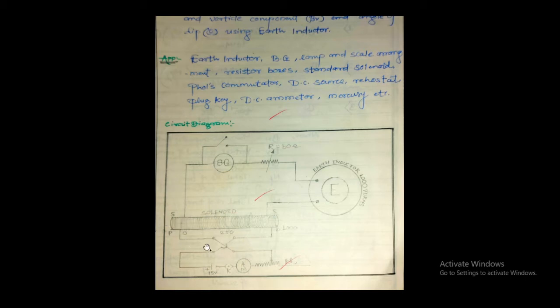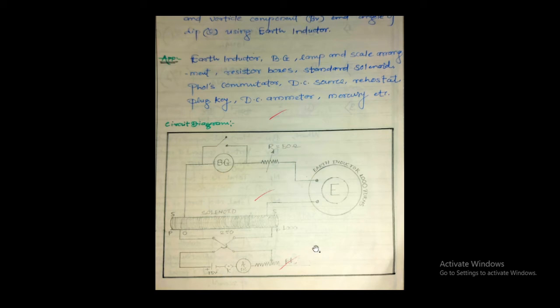Now to the primary, we have to connect two terminals of this false commutator key directly to the primary of the coil of this big solenoid. Of the remaining two terminals of the false commutator, one is connected to the positive terminal of the DC supply and the second one is connected to the variable terminal of the rheostat. One fixed terminal of the rheostat is connected to the DC ammeter. The DC ammeter is connected to the battery cell negative terminal through this one-way key.